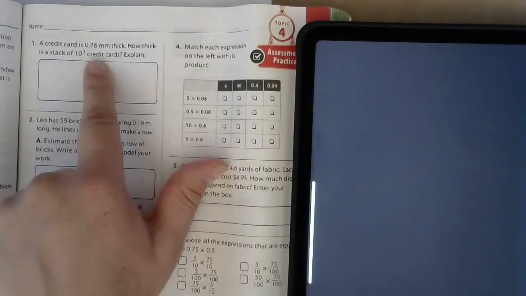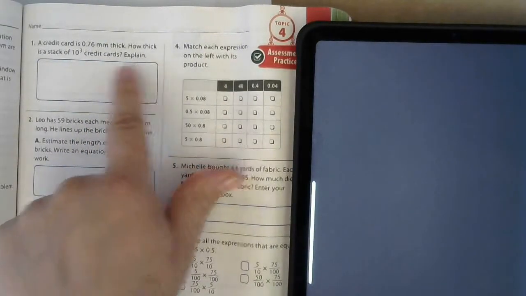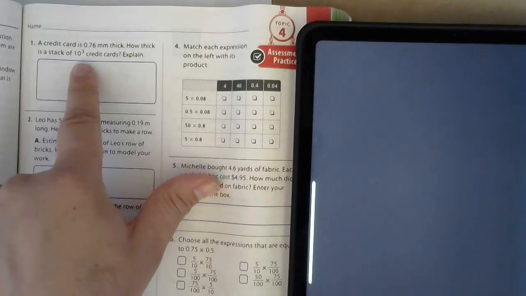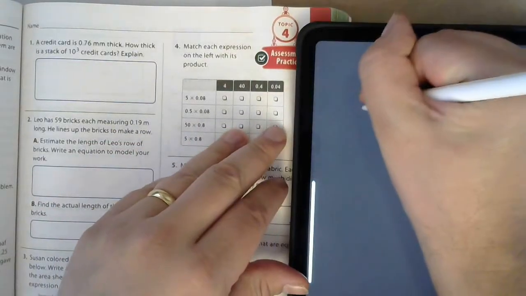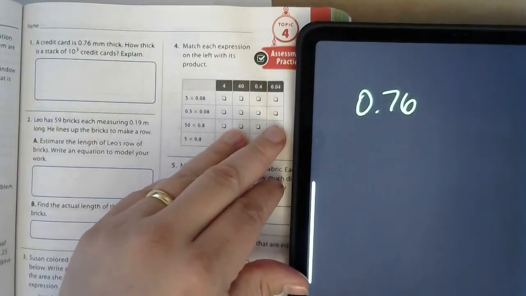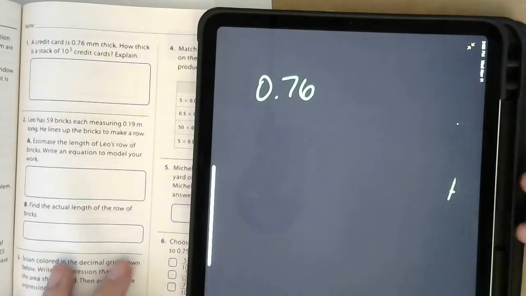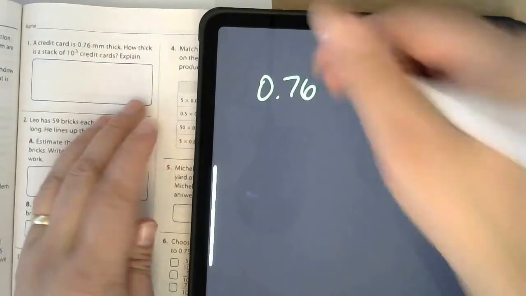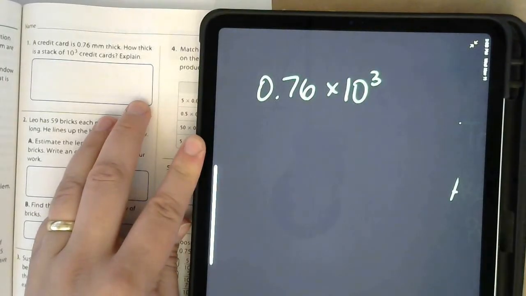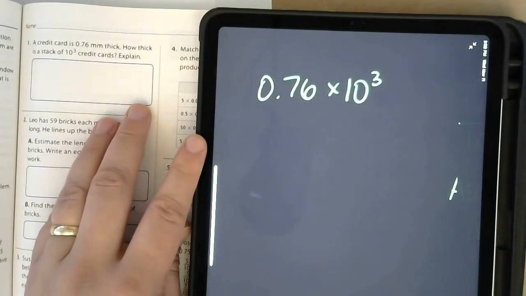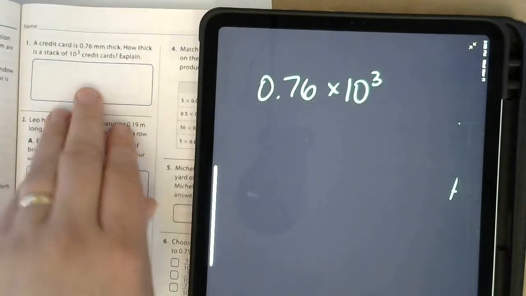It says a credit card is 76 hundredths millimeters thick. How thick is a stack of 10 to the third power credit cards? And explain. Well, I would write this down. We have 76 hundredths thickness here, right? Millimeters thick. So if it is 10 to the third power, I'm multiplying it, right? If I have, like, let's say 2 of them, that's going to be times 2. 3 of them times 3. I have 10 to the third power.